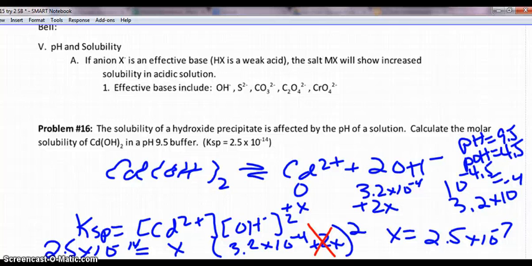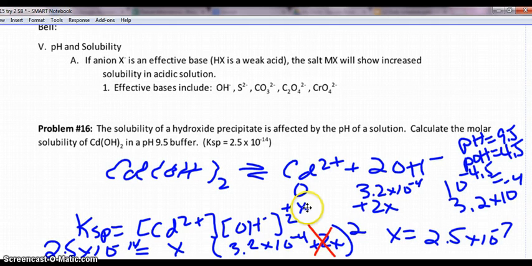Okay, so here is the cadmium hydroxide, and I wish my board wouldn't do this when I write, but oh well. It dissociates into cadmium 2 plus and 2 hydroxides, and I needed to know the concentration of this hydroxide. Once again, if pH is 9.5, pOH is 4.5, the hydroxide concentration is 3.2 times 10 to the negative fourth. So that's how I got this number here.